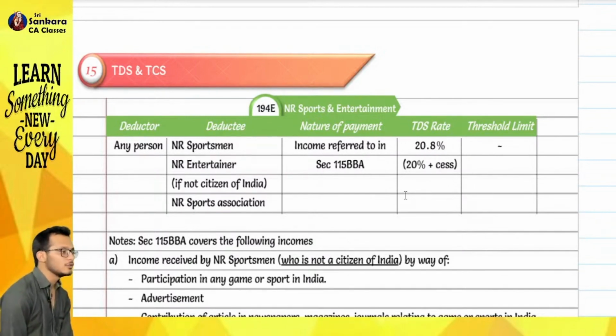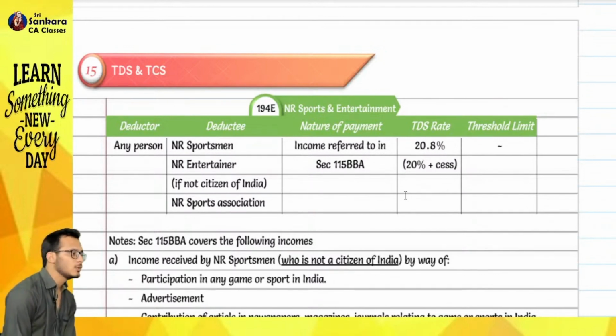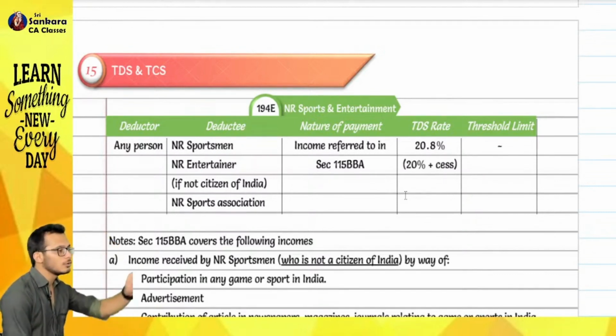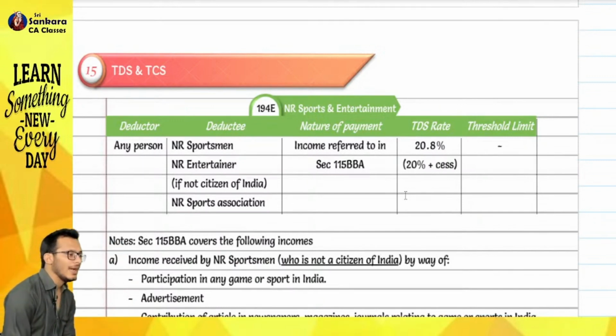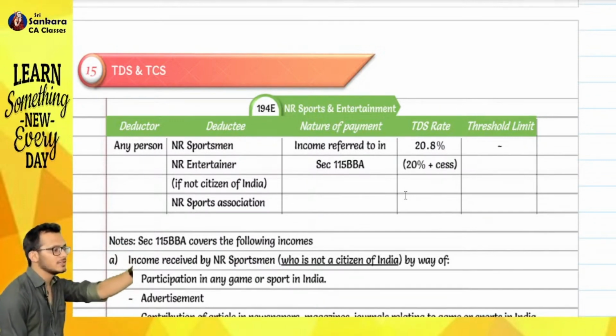What is the limit? The limit is 2,40,000. Here they are clarifying that 2,40,000 is per deductor. Meaning, let's say you went to one deductor and you took a building and a fridge. Building is 2 lakh, fridge is 60,000. Will you deduct TDS?